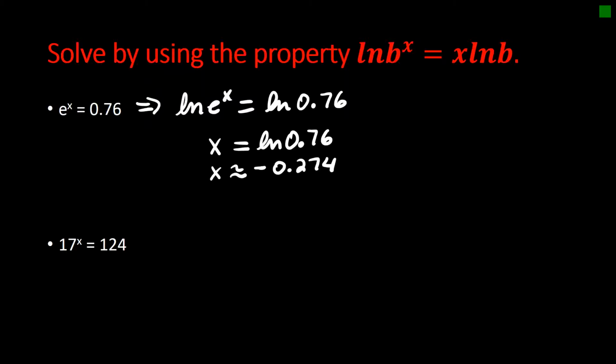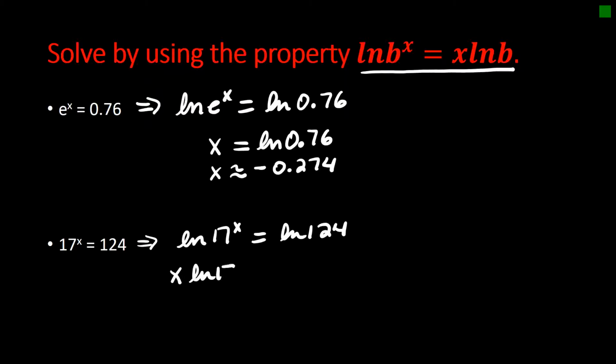We have 17^x equals 124. Again, 124 is not a power of 17, so let's take the natural log of both sides. Now, in the previous problem, we had natural log of e to the x, which was a property, and all that wiped out and left x. Here, we're going to have to use the property we have above to bring down the x as a coefficient. And then to get x on one side, we have natural log of 124 over natural log of 17.